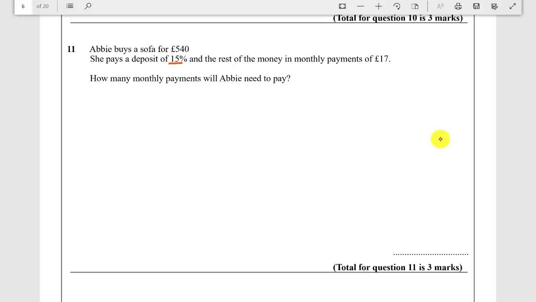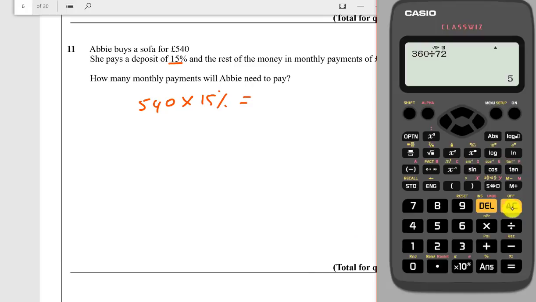So 15%, so 540 times 15%. You have a percentage button on your calculator, so all you have to do is 540 times shift and this answer button here. On top of that, you can see the percentage button. So first of all you need to type in 15 and then shift answer button, and that will give you the answer, £81.